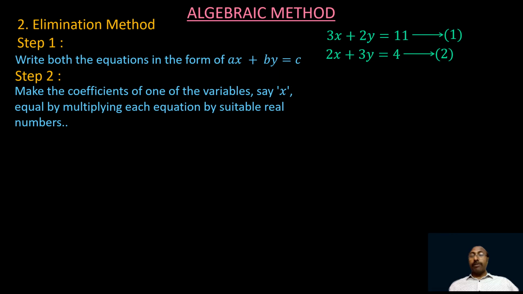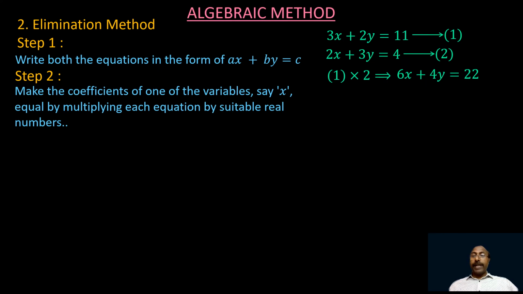Here we have the coefficients of x as 3 and 2, and we equal the coefficients to their LCM. The LCM of 3 and 2 is 6. So we make both the coefficients of x equal to 6. For that, we multiply the first equation by 2 and the second equation by 3. Multiplying equation 1 by 2, we get 2 into 3 is 6x, 2 into 2y is 4y, 2 into 11 is 22. That is 6x plus 4y is equal to 22.